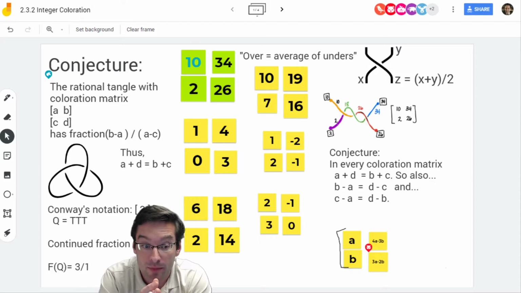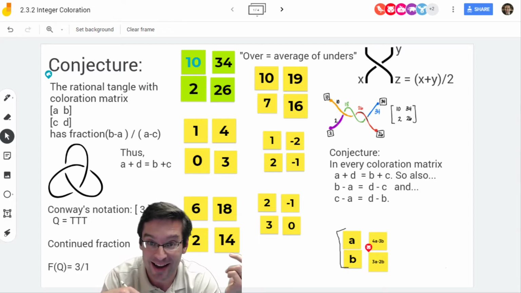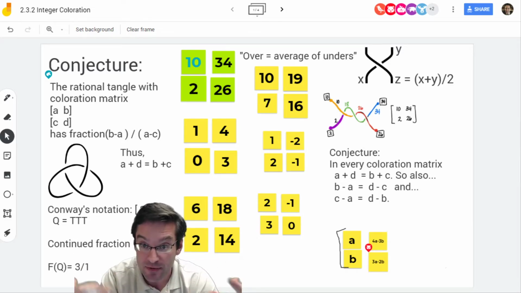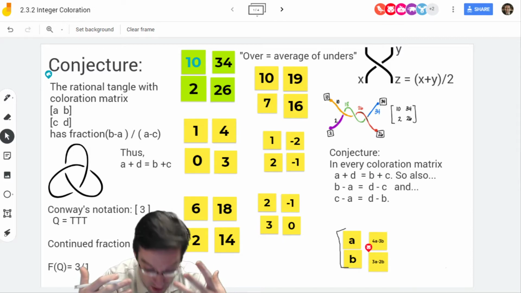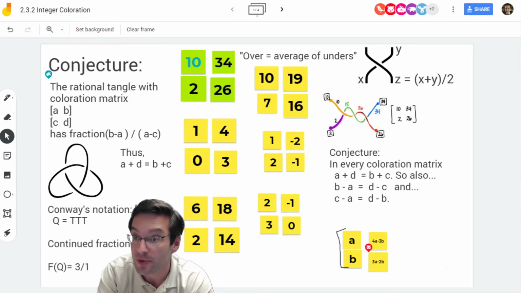So, this was a really successful group brainstorming and conjecture session. I can tell it's successful because I know the end of the story, right? So I have that hindsight bias. But you came up with a variety of different coloration matrices for the same rational tangle, which in this case was just the rational tangle t cubed, right?